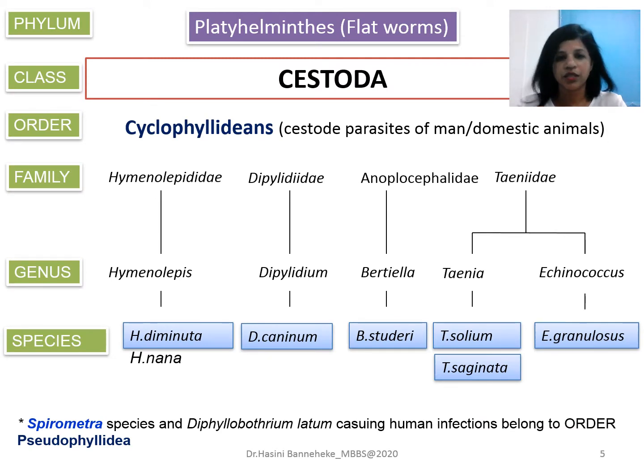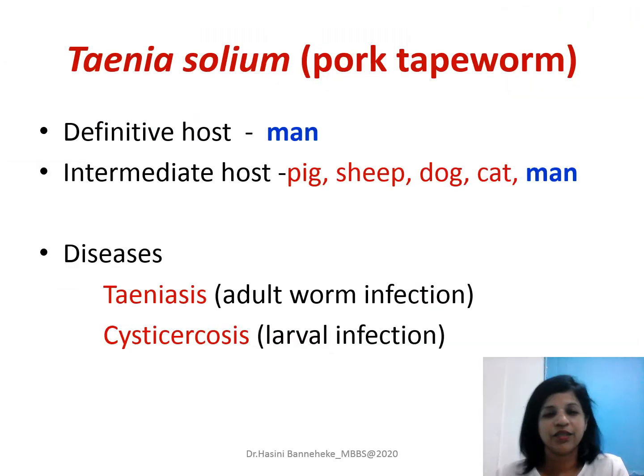So this is the classification that you already know. We are looking at Taenia solium and Taenia saginata, which are two species in the order Cyclophyllidea in the class Cestoda. So let's get started with Taenia solium.